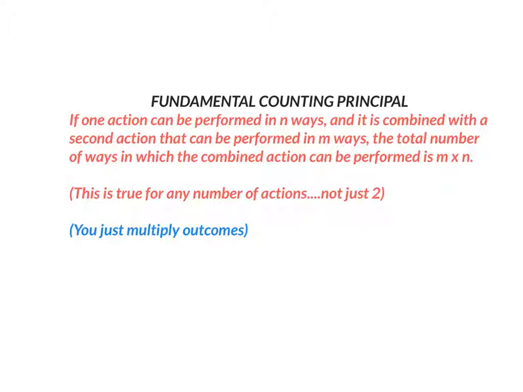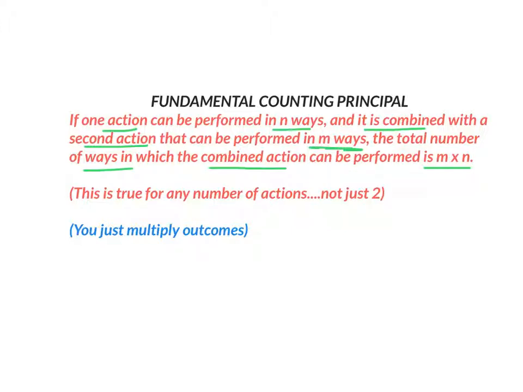Okay, the next thing is called the fundamental counting principle. This is a big sentence and it's going to sound weird, but it is really so easy. It says if one action can be performed in n ways and is combined with a second action or event that can be performed in m ways, the total number of ways that you can combine those actions is m times n. You just multiply. The fundamental counting principle says you just multiply.